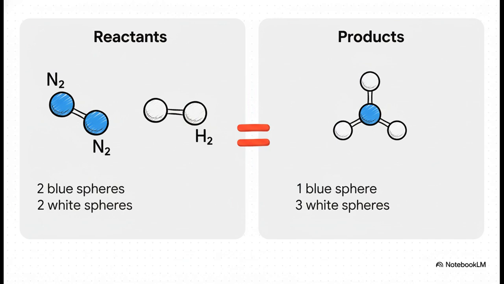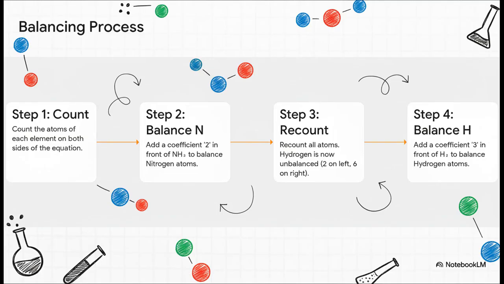It's like we destroyed a nitrogen atom and created a hydrogen atom out of thin air. We've got a problem. So how do we fix this? The rule is we can only add big numbers called coefficients in front of the formulas. We can't change the little subscript numbers. That would change the molecule itself.